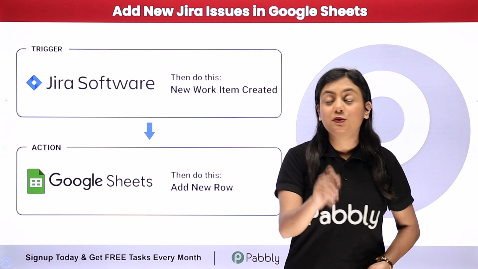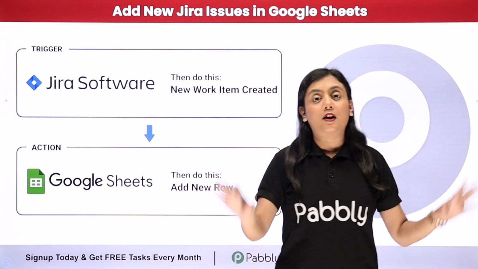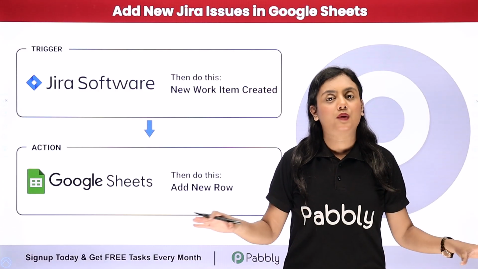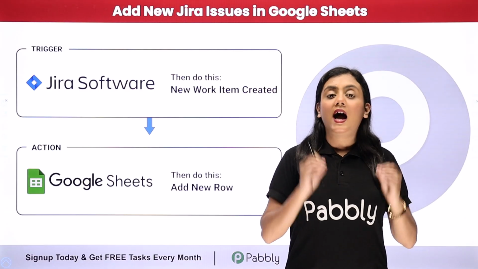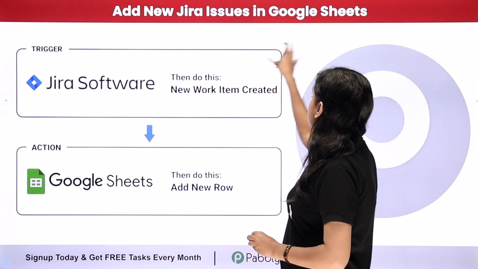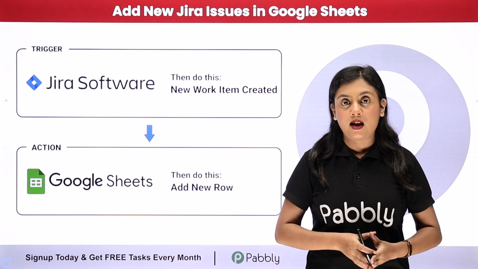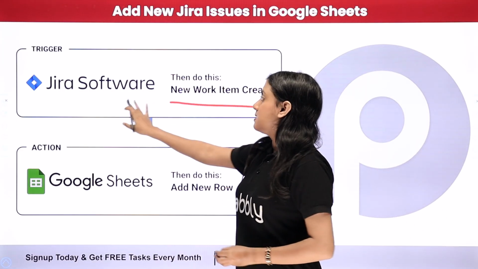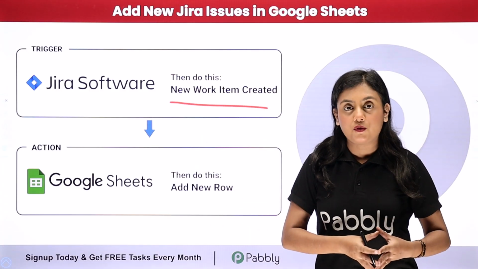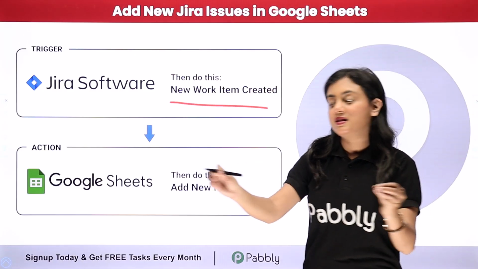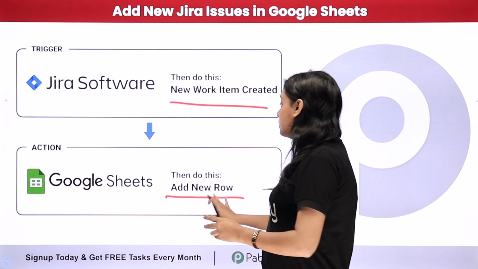Do you guys use Jira in your business in order to manage all your issues? Then this video is just for you. Over here, what I will teach you is how you can add your new Jira issues in Google Sheets. I want that as soon as I create a new work item, that's an issue, inside my Jira software, I want to create a systematic record of the issue and its details in my Google Sheets.